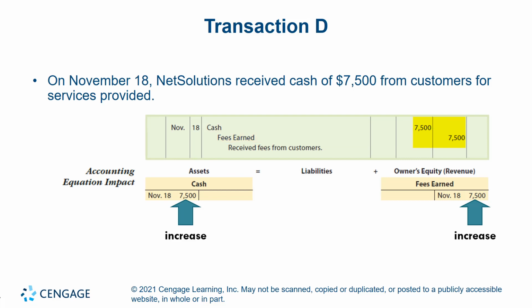Total debits equals total credits. The accounting equation: cash, an asset, $7,500. On the other side of the equation, fees earned is a revenue account, under owner's equity. It's increased $7,500. The accounting equation balances.